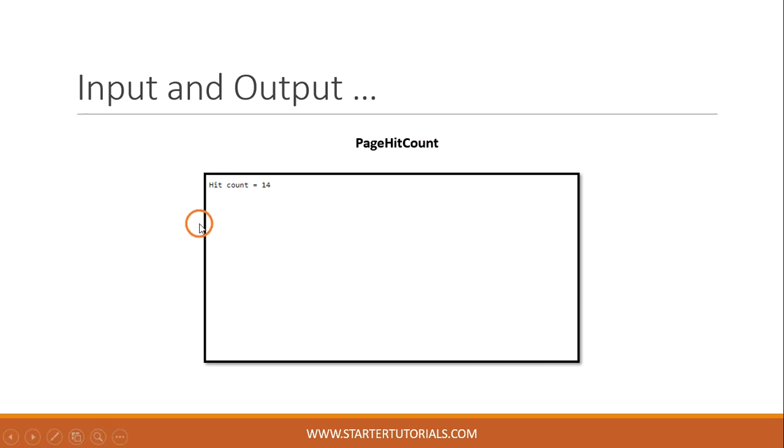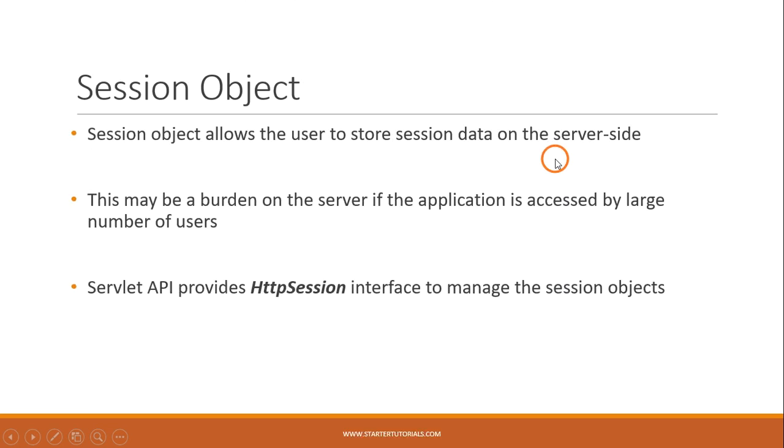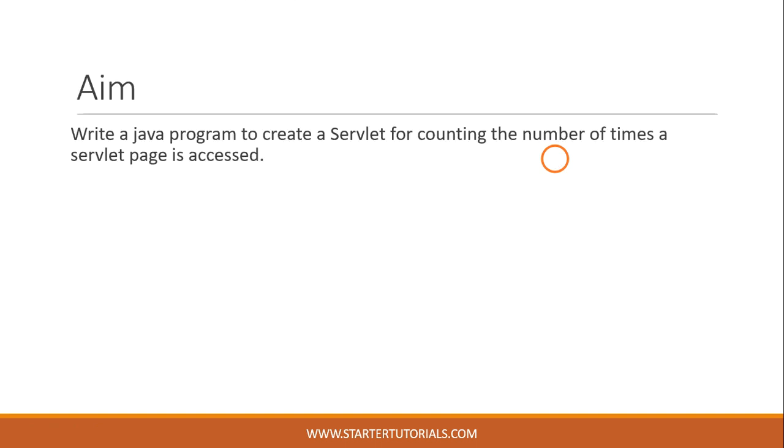When I keep refreshing this page, the PageHitCount page, the count will keep increasing. Initially it will be 0, then 1, 2, 3, 4, and so on. However many times you refresh the web page, that many times the count will increase. So that's it about program number 5.